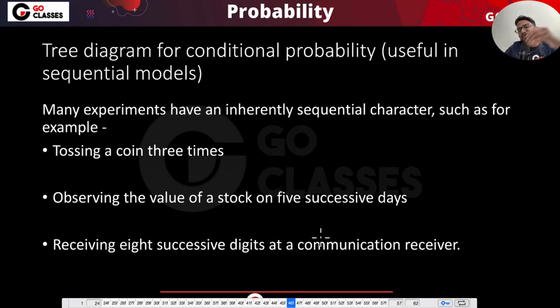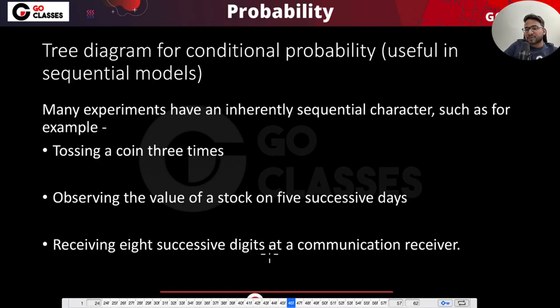So tree diagram is actually useful in sequential models. What I mean by sequential model is that you have a sequence of events. Let's suppose if I say that you are tossing a coin 3 times, then this is a sequence: the first time, second time and third time. Observing the value of a stock on 5 consecutive days is also a sequence. Why? Because the first day what was the value of the stock, second day what was the value of the stock, like that. You are basically making a sequence out of it.